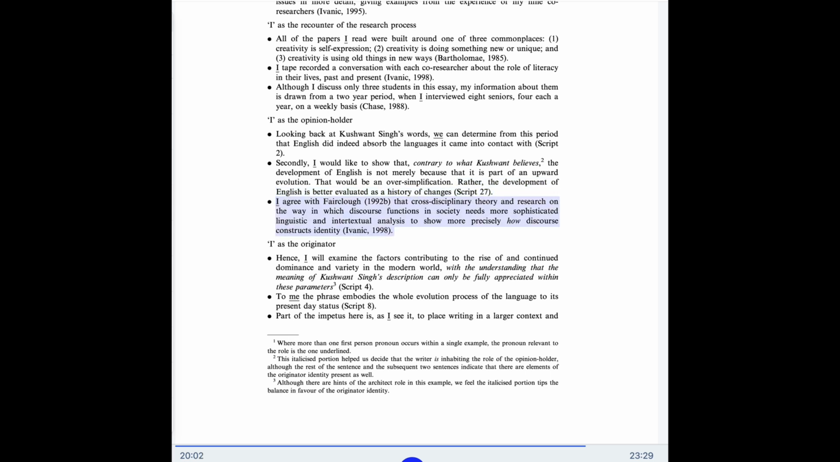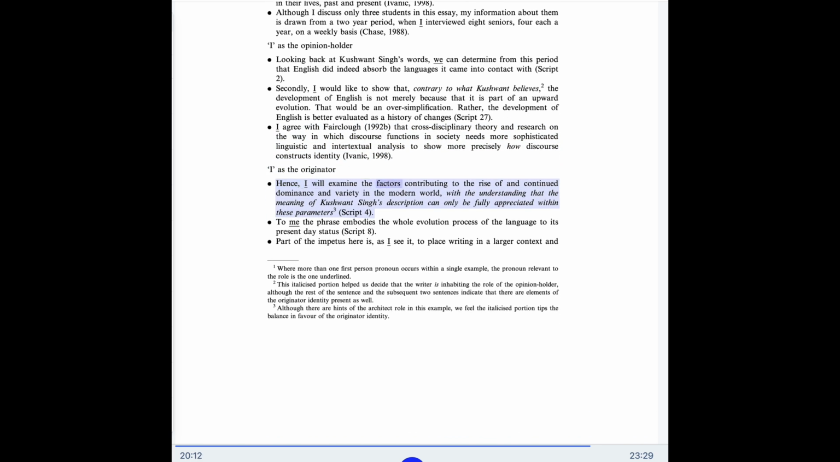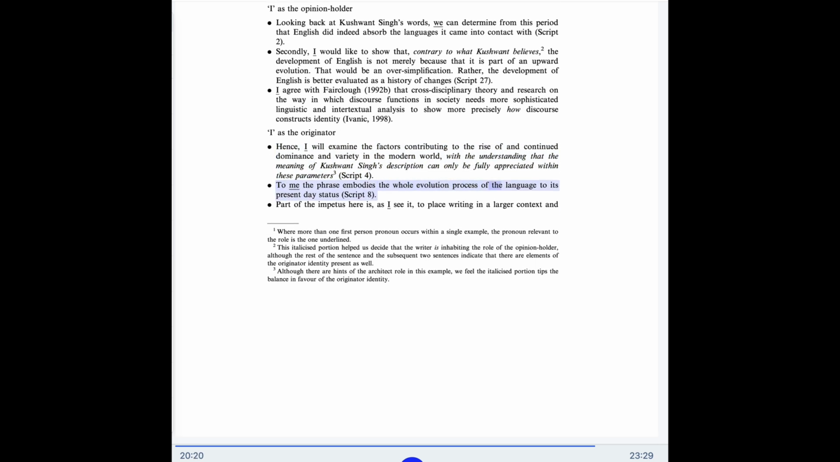Script 27. I agree with Fairclough, 1992, that cross-disciplinary theory and research on the way in which discourse functions in society needs more sophisticated linguistic and intertextual analysis to show more precisely how discourse constructs identity. Ivanic, 1998. I as the originator. Hence, I will examine the factors contributing to the rise of and continued dominance and variety in the modern world, with the understanding that the meaning of Khushwant Singh's description can only be fully appreciated within these parameters. Script 4. To me, the phrase embodies the whole evolution process of the language to its present-day status.